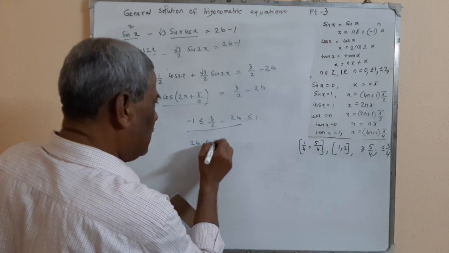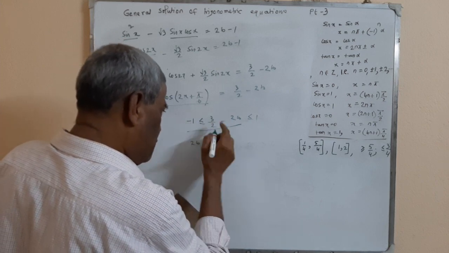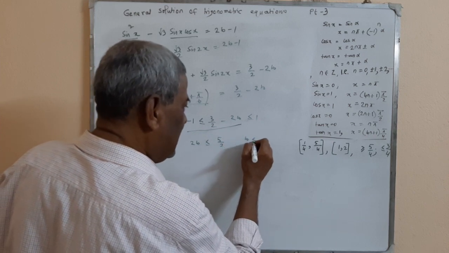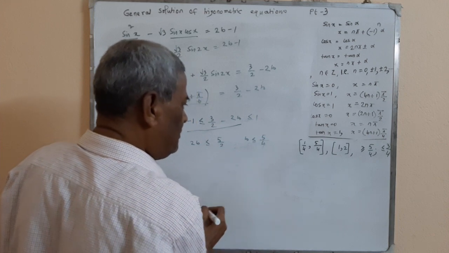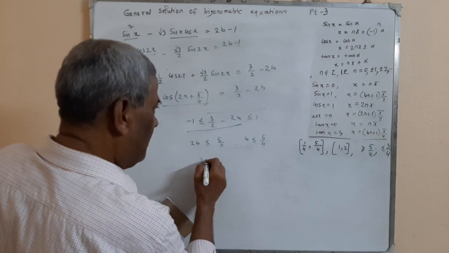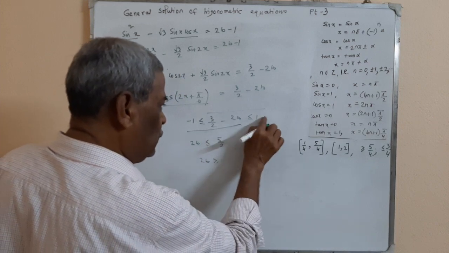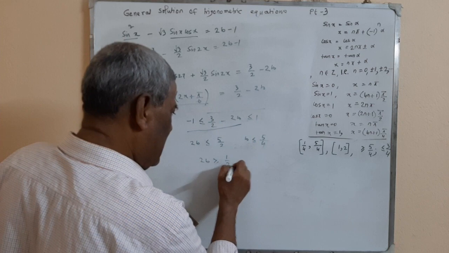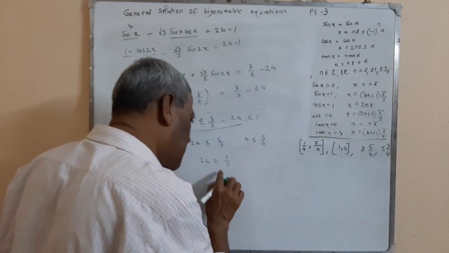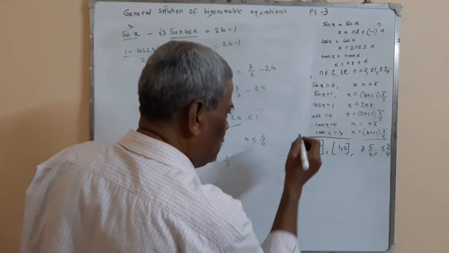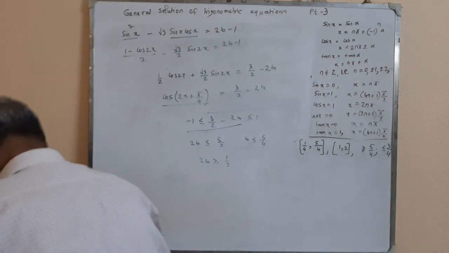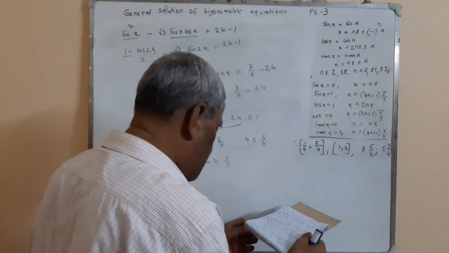2b is less than or equal to 5 by 2. That is b is less than or equal to 5 by 4. And from this 2b is greater than or equal to half. That is b is greater than or equal to 1 by 4. So b must lie between 1 by 4 and 5 by 4. So this is the correct option. Now our next problem.